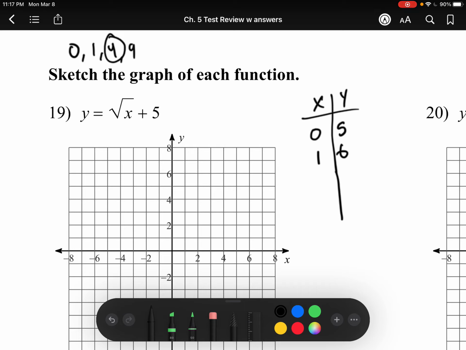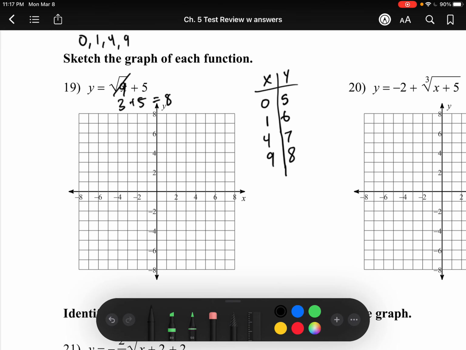Next, I'm going to plug in 4. So when I plug in 4 into this function, I get the square root of 4 plus 5. The square root of 4 is 2. 2 plus 5 is 7. Right? Pretty simple so far. And then finally, I'm going to plug in 9 into the function. So I get the square root of 9, which is 3, plus 5. And 3 plus 5 is 8. So when you plug in 9 for x, you get 8.